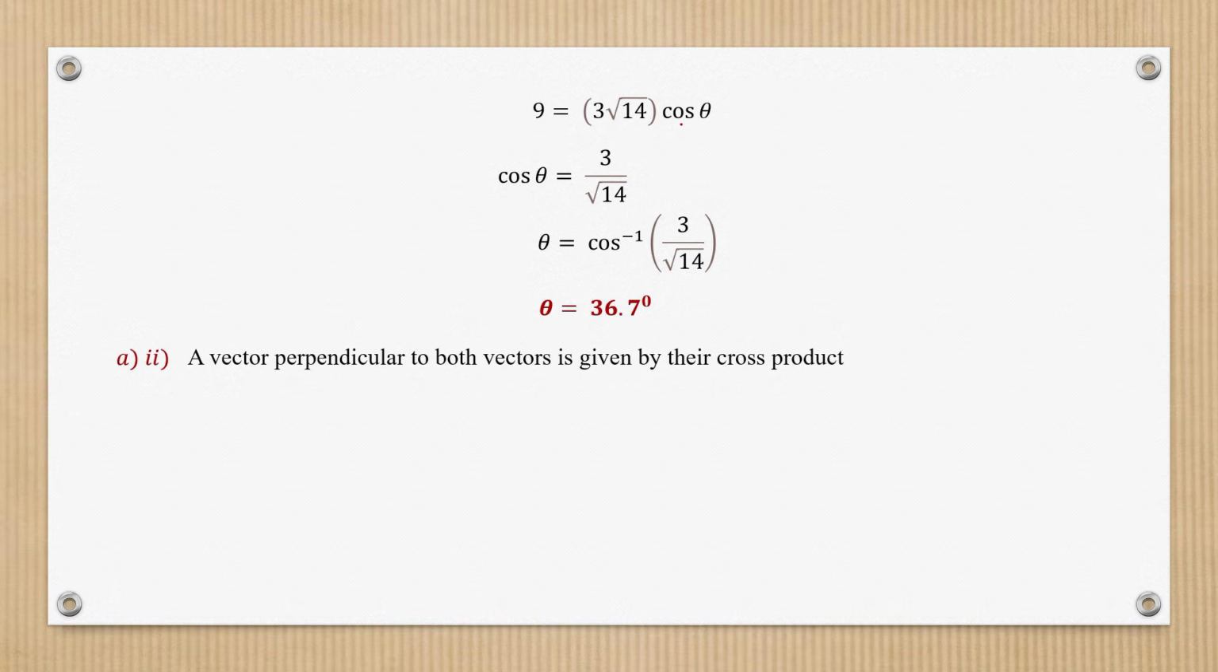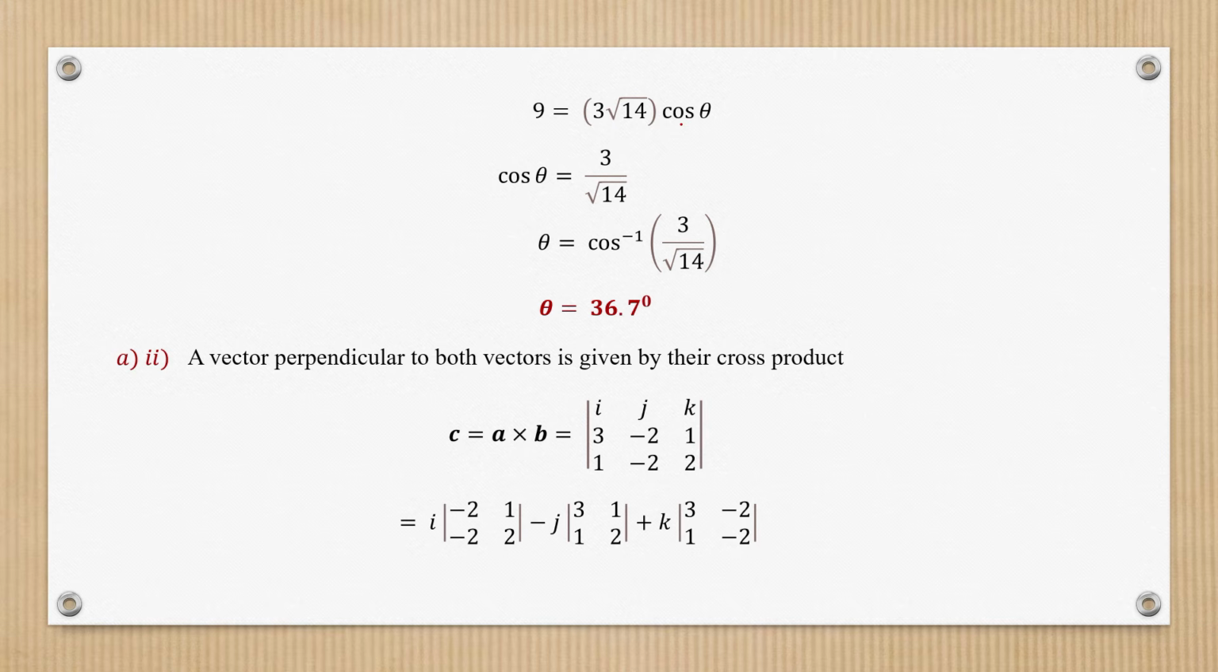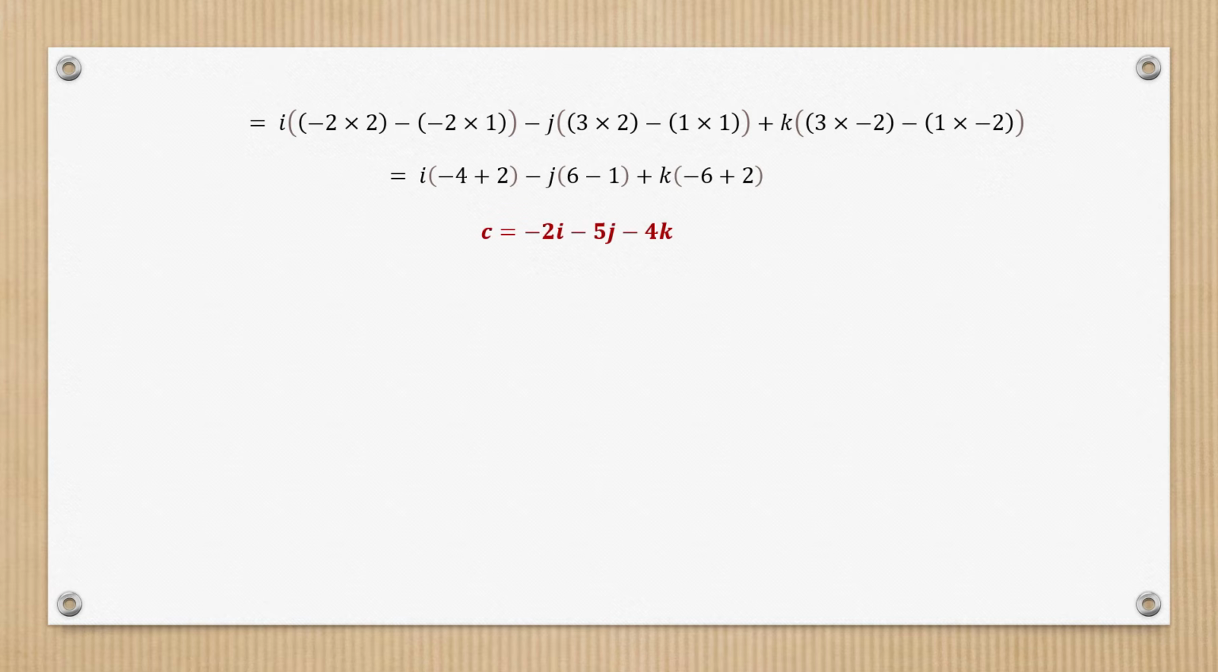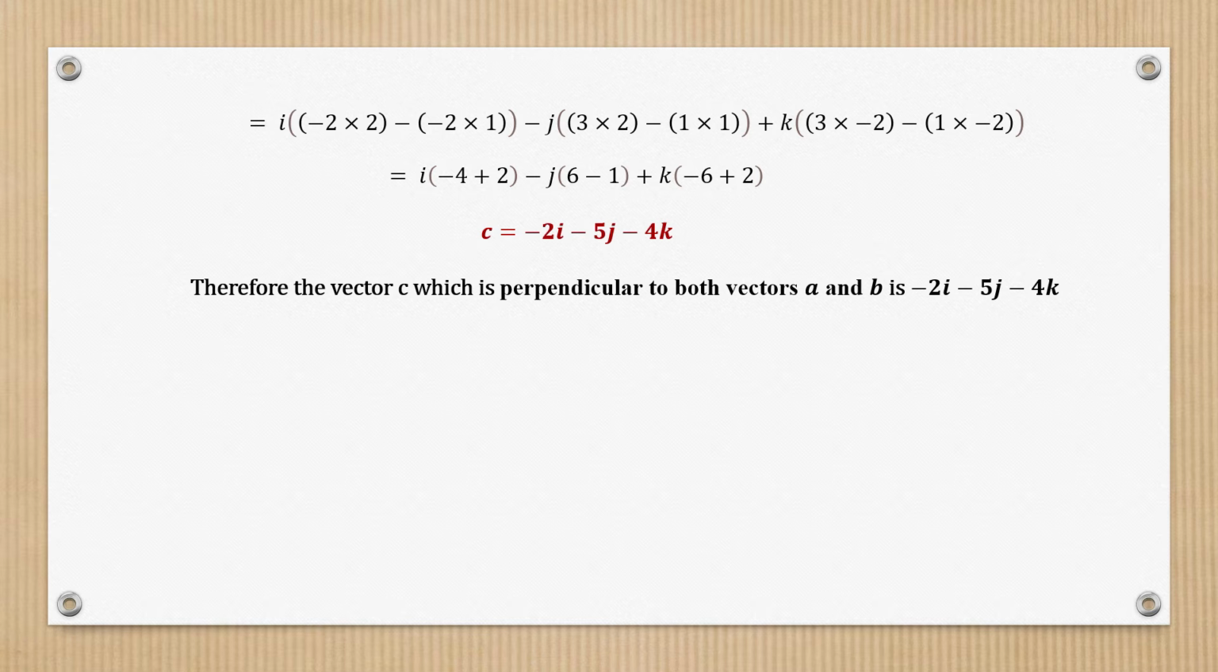Now for part 2, remember that a vector perpendicular to both vectors is given by their cross product. So C shall be equal to the vector product A cross B. We're going to express this in a determinant representation, then expand it. When we expand it further, we shall end up with C being equal to negative 2i minus 5j minus 4k. And therefore the vector C, which is perpendicular to both vectors A and B, is negative 2i minus 5j minus 4k.